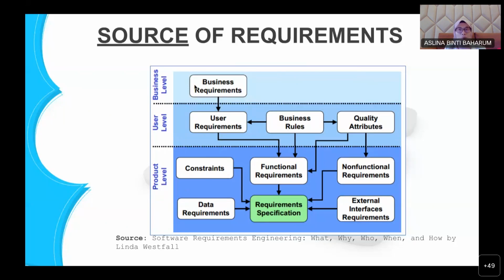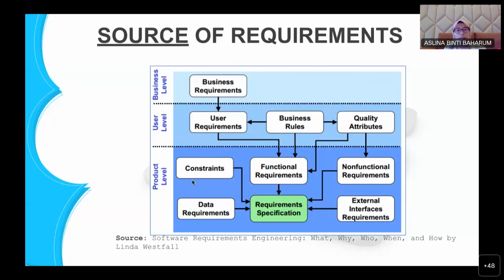The business level normally is the standard of the organization, the business requirement. Below it is the user level, where you have user requirements aligned with the business rules. And of course, it talks about the quality attributes. On the user level, the needs are user requirements, what they need, aligned with the business rules to achieve the mission and vision of the company or business. Looking at the quality attribute, is it to perform better, for efficiency, for the speed of the system, and so on.